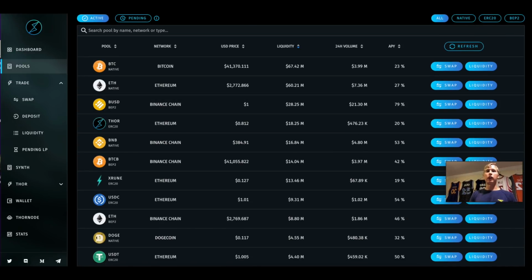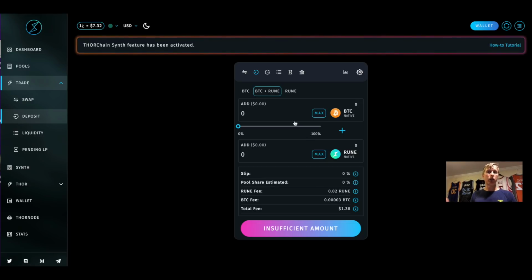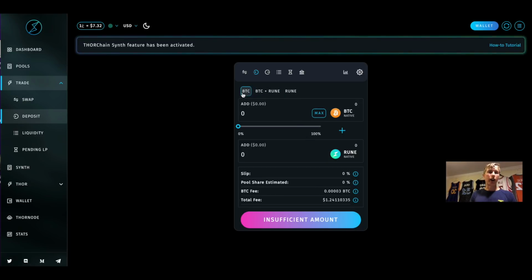So yeah, that's all you really need to do when you deposit into these liquidity pools. Now, if I wanted to deposit Bitcoin, it's the same thing, different day. If I wanted to deposit Bitcoin in here, I can do single-sided Bitcoin or I can do single-sided RUNE. It's entirely up to you what you want to do.